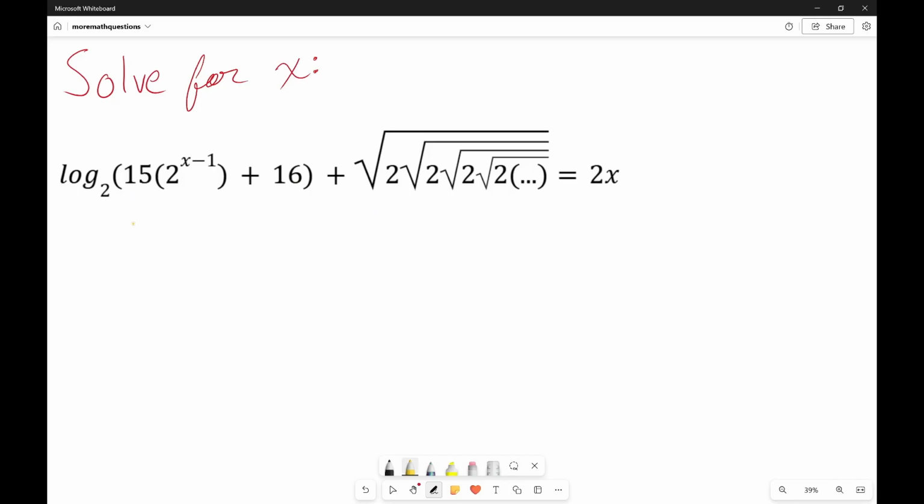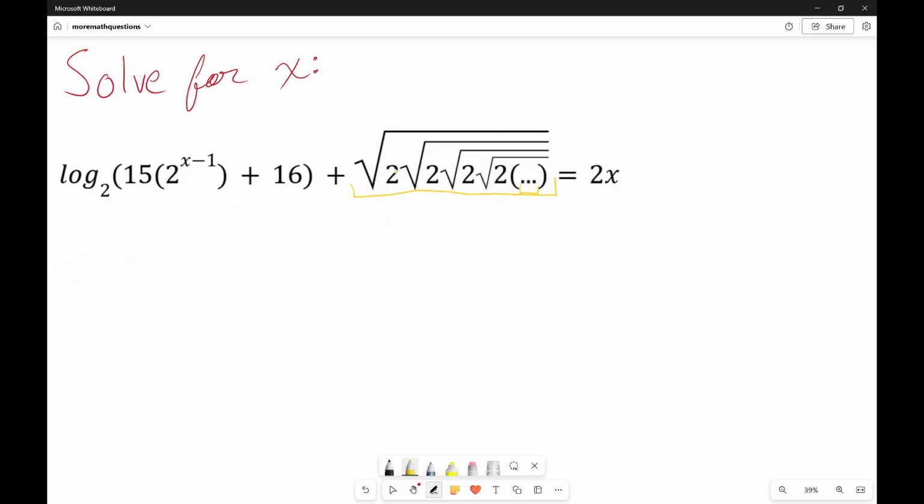So it says to solve for x, and one of the things that immediately caught my attention was this expression over here. This symbol just means that this pattern of root 2, root 2, root 2 just continues on forever and forever. Okay, so the way that this thing can be simplified is actually really neat.